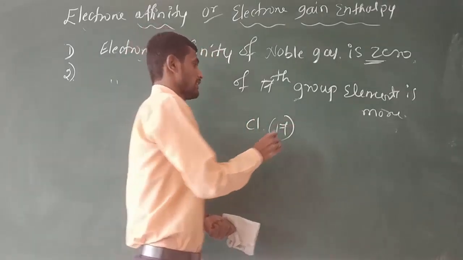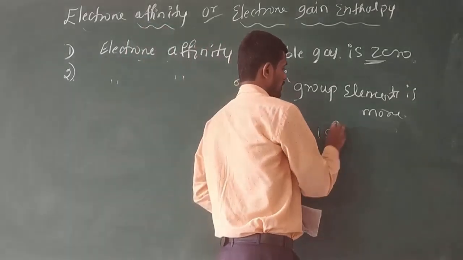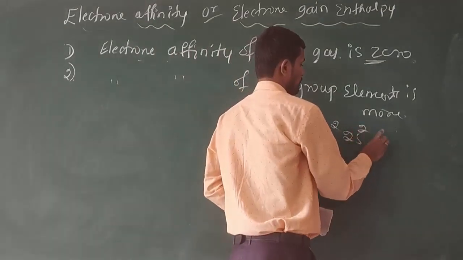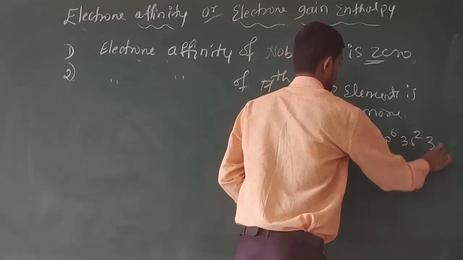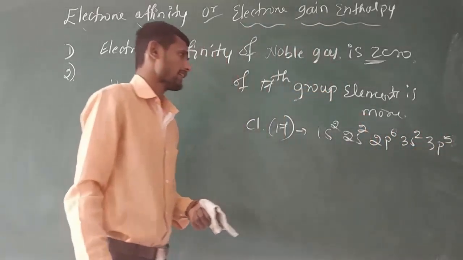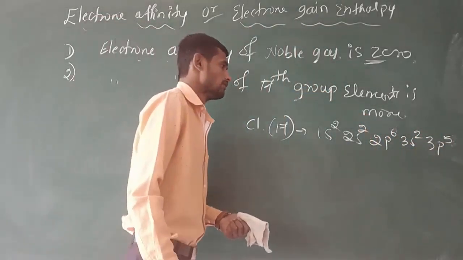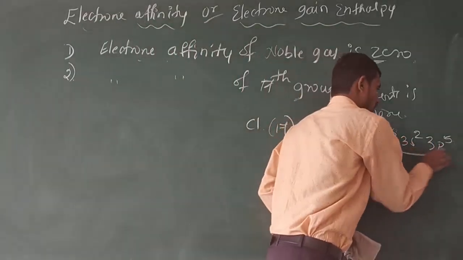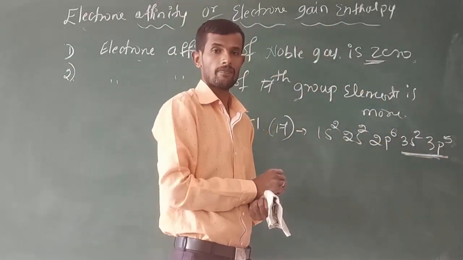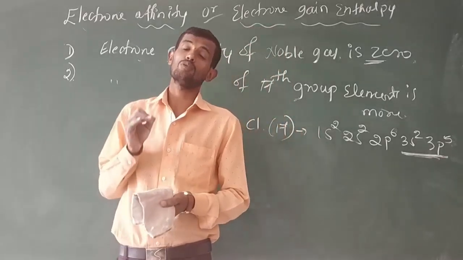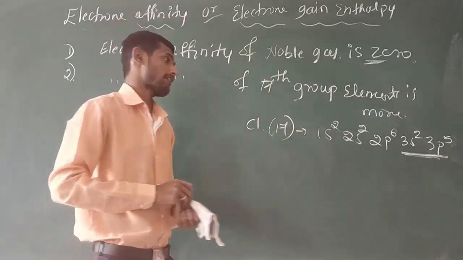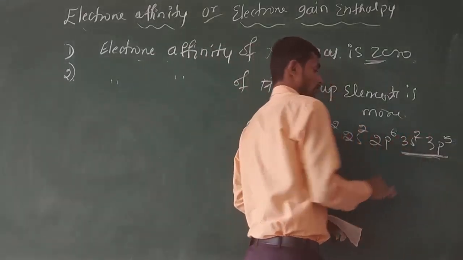Atomic number of Cl is 17, and its electron configuration is 1s2, 2s2, 2p6, 3s2, 3p5. Is it right? Yes. In the valence shell, there are 7 electrons. Therefore, to get a nearer octet configuration or noble gas configuration, it requires only 1 electron.